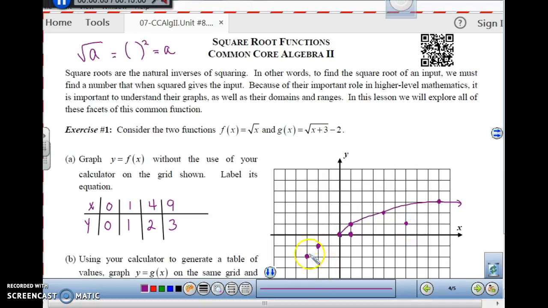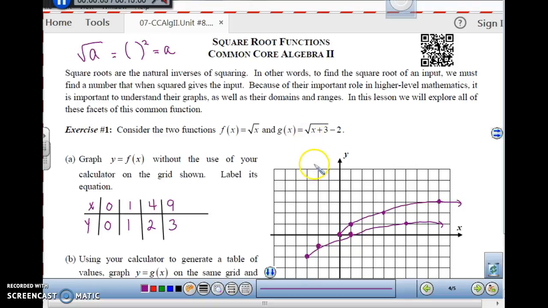So I have another curve that goes like this. So this square root function shifted. Now notice the shift on this. We started here at square root of x, and we ended up with square root of x plus 3 minus 2. This one started at 0, 0. Where did this one start? It started at negative 3, negative 2.